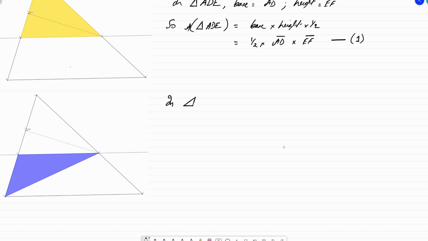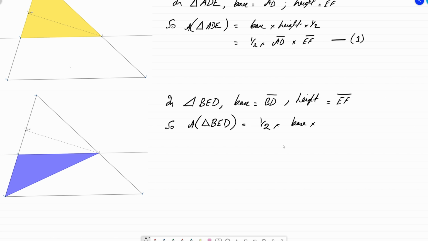In triangle BED, the height is again EF. So the area of triangle BED is equal to half into BD into EF. Now this is my 2. Now I'll make a ratio.